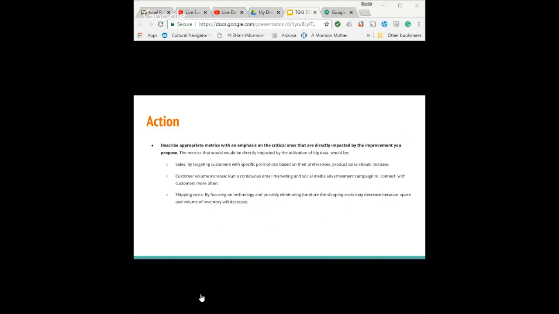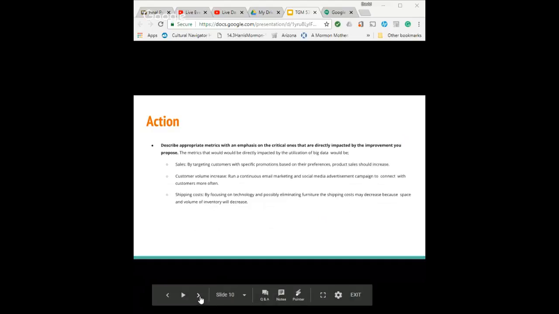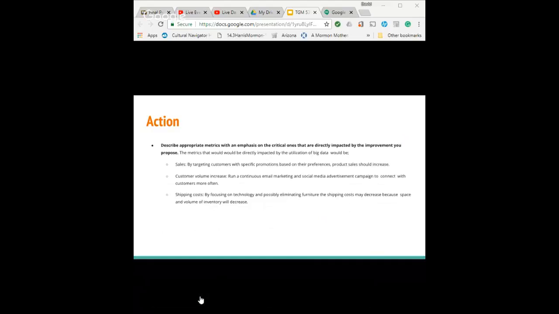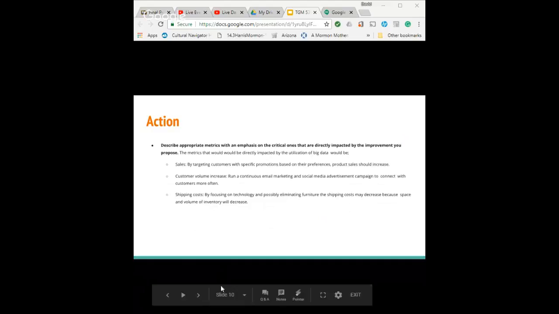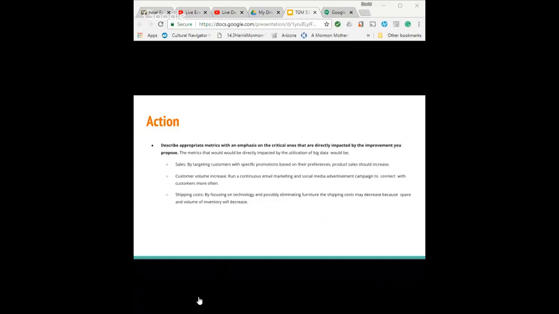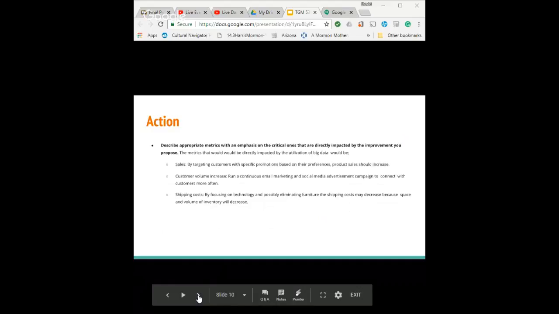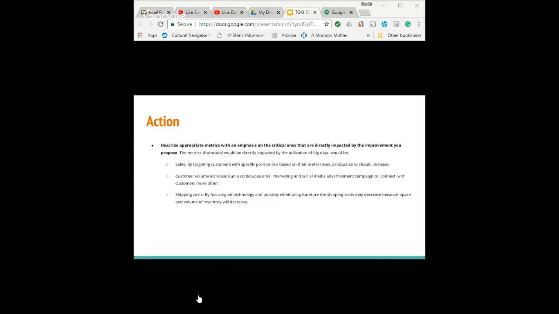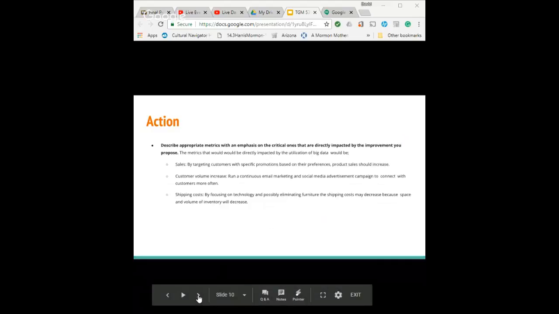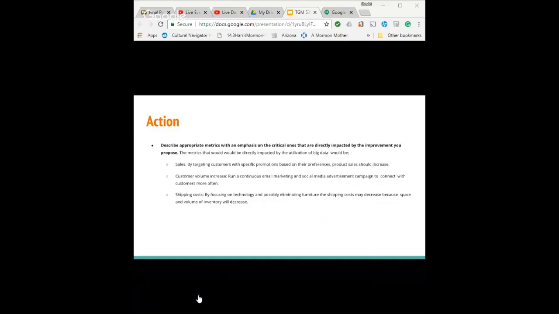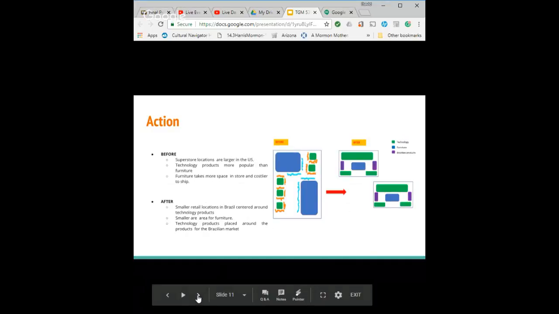Also, customer volume would increase. One of our suggestions is to rearrange the way that the stores look, so that we can place items that are better sellers in places where there's more traffic. And for our shipping costs, since the beginning, one of our strategies was going to be to eliminate or reduce the amount of furniture that the stores would carry, and by that, it will decrease the volume of furniture that we will have to ship in Brazil and other countries.